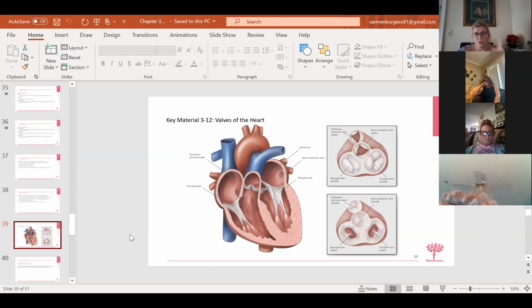I know this is fast, but trust me, it's not over, because we will revisit this again and again. So has everybody kind of got a handle on that? The valves, the parts of the heart, what we're actually looking at? Yes. Okay.